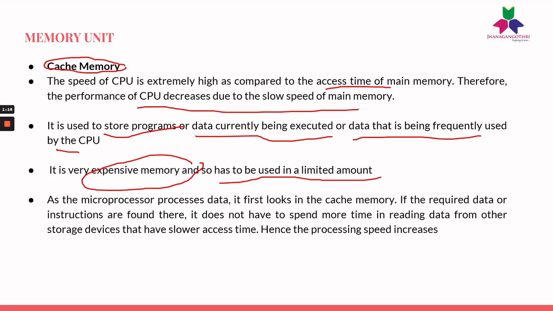Cache memory is also known as CPU memory, which is integrated directly with the CPU chip or is placed separately on the motherboard. Now, as the microprocessor processes data, it first looks in the cache memory. If the required data or instructions are found there, it does not have to spend more time reading data from other storage devices, which have a relatively slower access time. Hence, the overall processing speed increases.